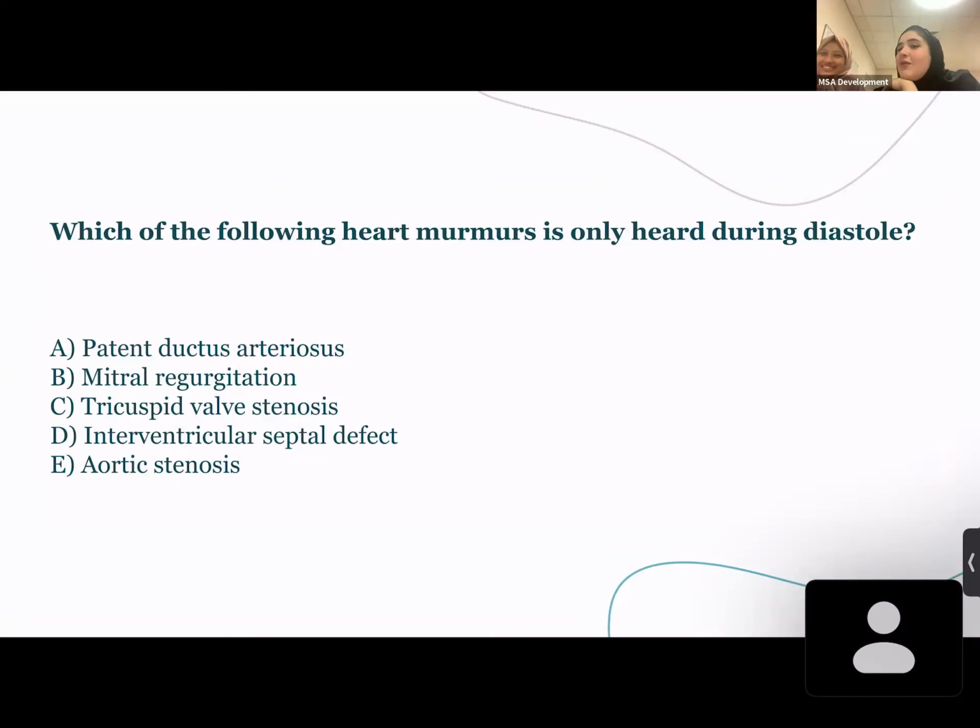So which of the following heart murmurs is only heard during diastole? I think it's clear. I explained all of it, like the one before. I don't know why I got another one. Oh, okay, I see the difference. Here it says only heard during diastole. Okay, someone said C. C, C. I think it's kind of obvious. B, I don't know. Yeah, that's true.